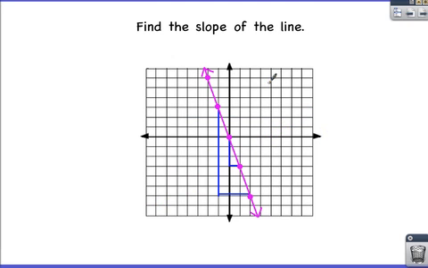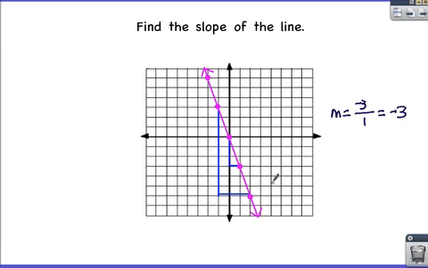Now try to find the slope of this line. Pause the movie and resume when you're ready. For this line, we have a rise of -1, 2, 3 because we're going down 3, and then our run is +1. So -3 over 1 is -3.